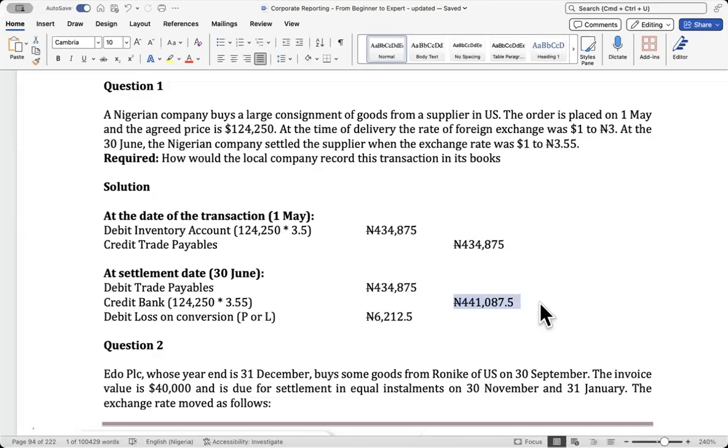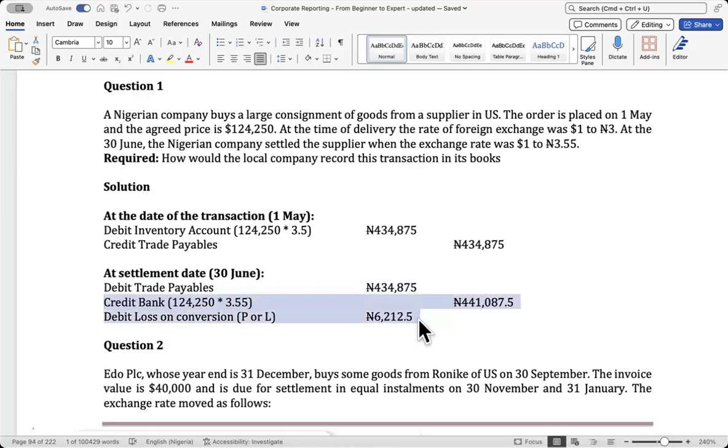So this guy now, if he had paid in May, he would have paid 434,000. But because he didn't pay, he waited for some months. He's paying 441 as against 434. So unfortunately for him, he has incurred a loss of 6,212.5. So we debit our trade payables, we debit P&L, and we credit bank.